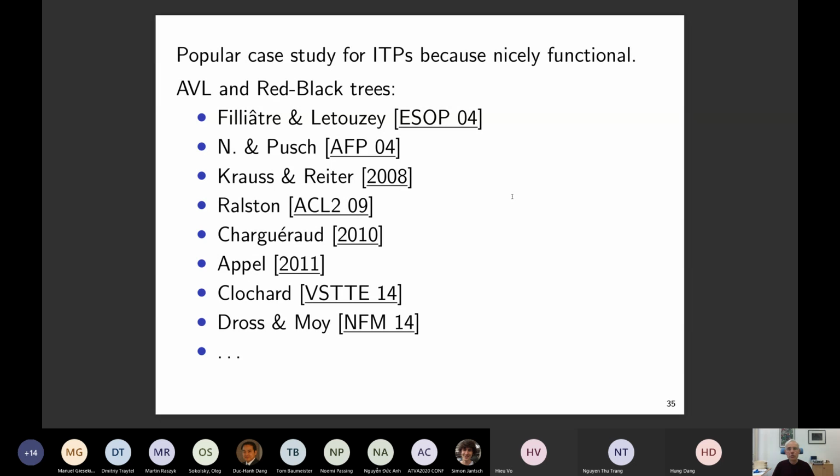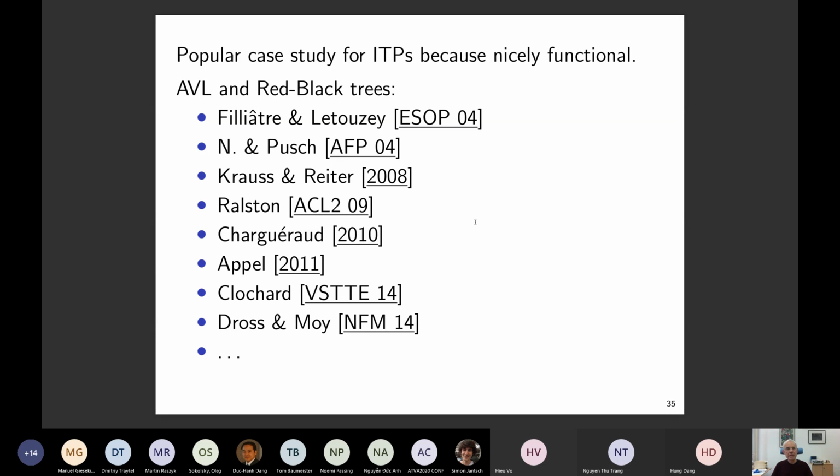And by the way, I want to explain what these references mean. If they are underlined, they're actually links to the actual paper. If I use a conference abbreviation, then I just use a 2-digit year. So that is ESOP in 2004. This is the Archive of Formal Proofs. If I just write a 4-digit year, then it means it's not published officially, but it's available somewhere, and this is the year when it was created.